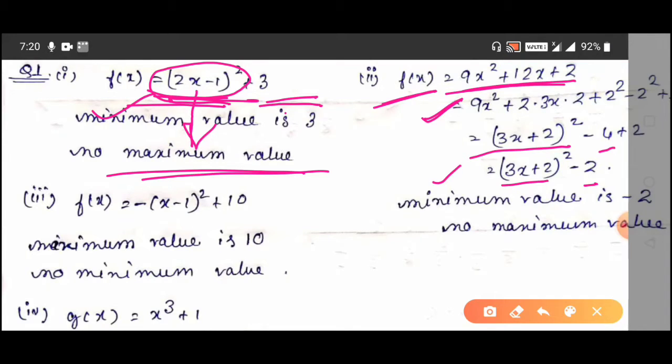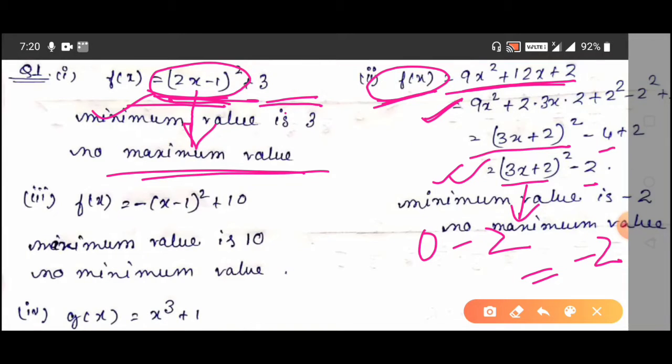Again here is the same thing. (3x + 2)² is a square quantity. That means it is positive. Whenever it is positive, then the minimum value of this one can be 0. So 0 minus 2, the minimum value of this whole f(x) will become −2.